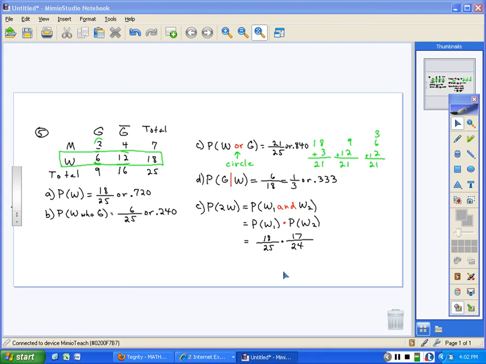And to multiply that on your calculator, you do it exactly as it looks. Do not change to decimals and round off, because that will change the answer. Just put in 18 divided by 25 times 17 divided by 24, and the answer comes out to be 0.510.